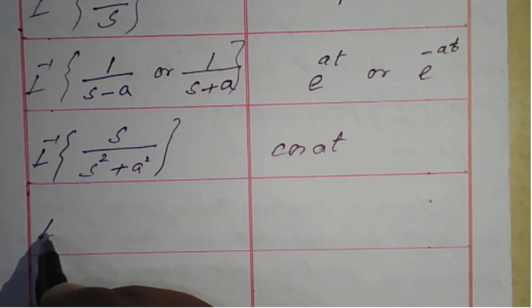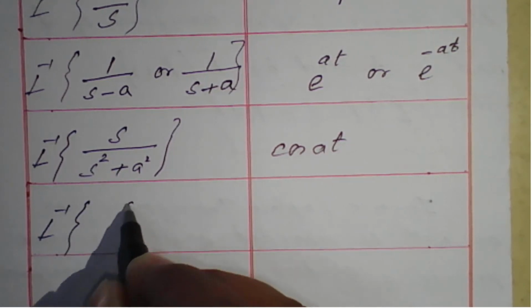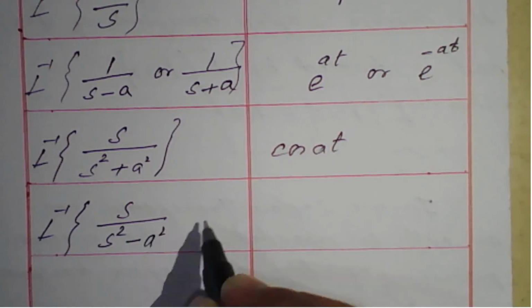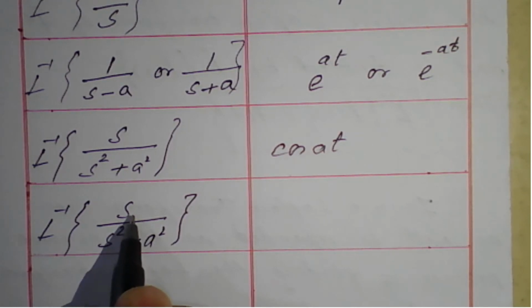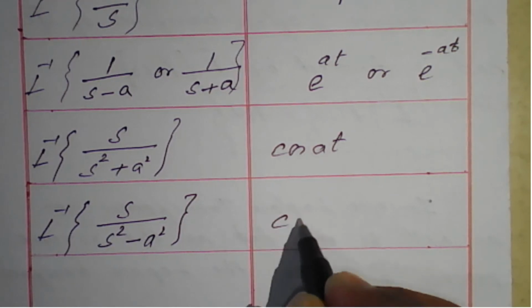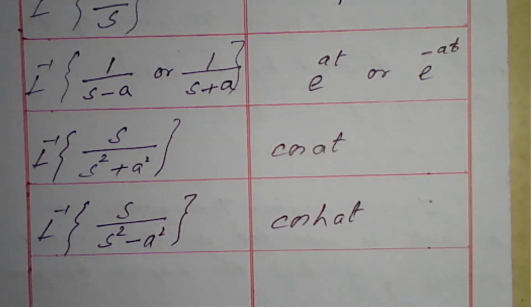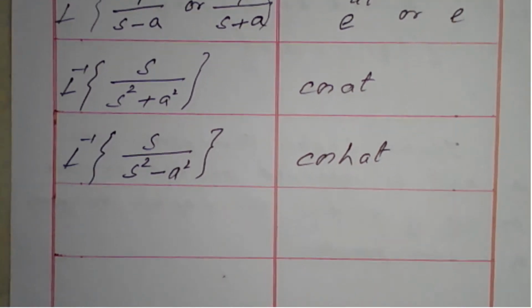Next, Laplace inverse of S divided by S square minus A square. If it is a minus sign and in the numerator S is coming, at that time it will be cos hyperbolic of AT. So remember the formula here correctly.